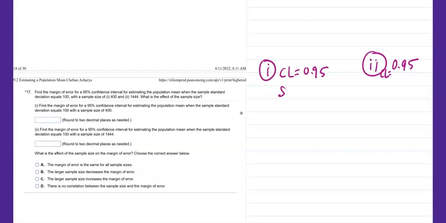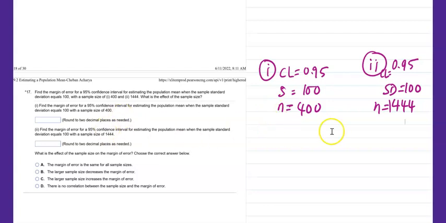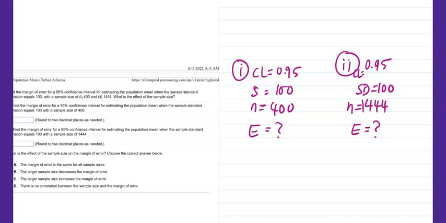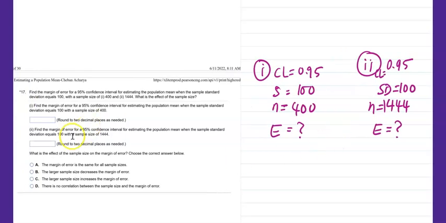Standard deviation equals 100. Here standard deviation also equals 100. But sample size here is 400. In this case, sample size here is 1444. So let's find margin of error here. What is the margin of error in this case? You have to find margin of error in both cases, and you write the answer here.